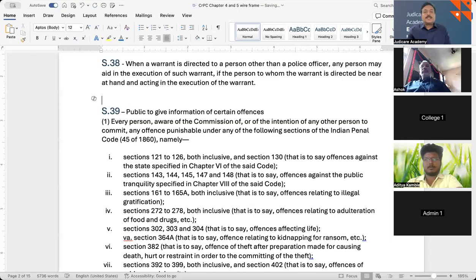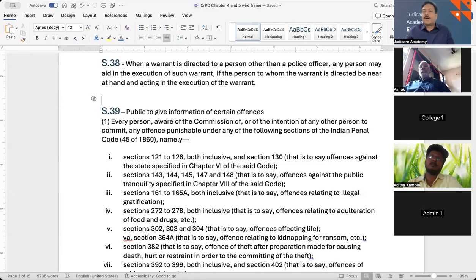So section 38 reads, when a warrant is directed to a person other than a police officer. Normally we know when a warrant is issued, a police officer or a law enforcement officer from any other such department will come and execute that warrant against that person or persons. So once this warrant is issued and it is directed to a person other than a police officer, any person may aid in the execution of such warrant, if the person to whom the warrant is directed be near at hand and acting in the execution of the warrant.